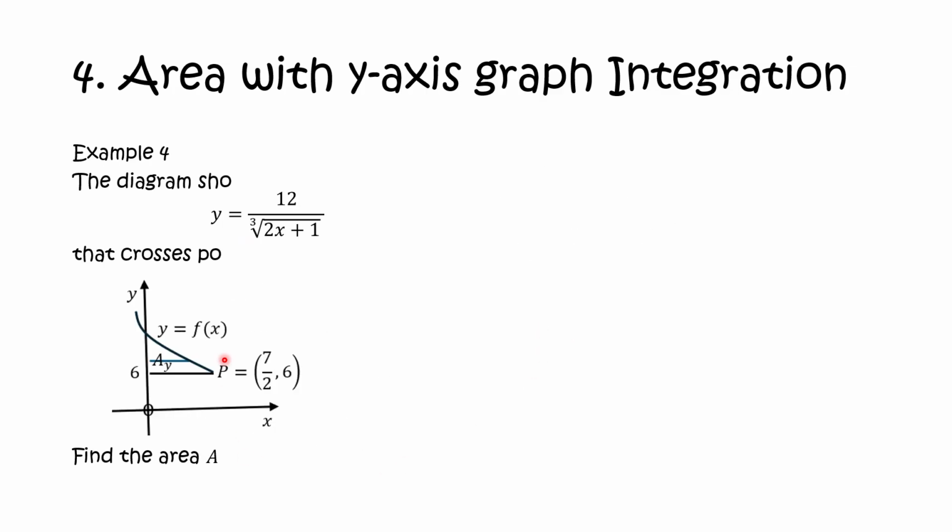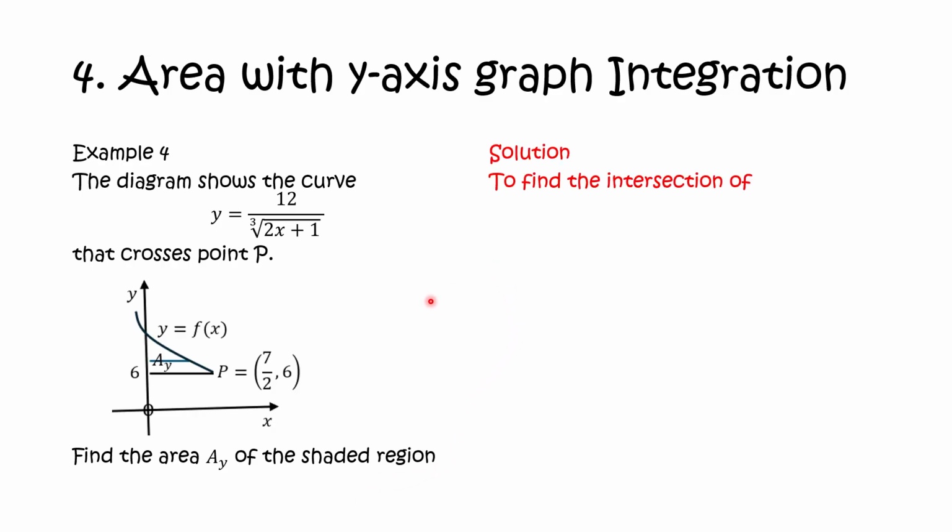Now, let's look at example 4. We have this question. The diagram shows the curve y equals 12 divided by the cube root of 2x plus 1. That crosses point P. So we have that graph over here, and we want to find the area A_Y, which is in this case the shaded region. And now we can see that we have our a, which is 6, but we don't have our b, which is the point of intersection with the y-axis.